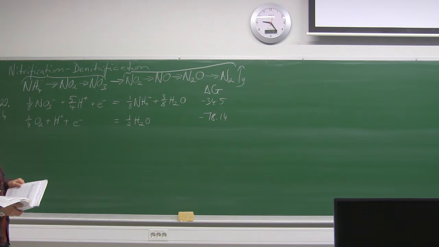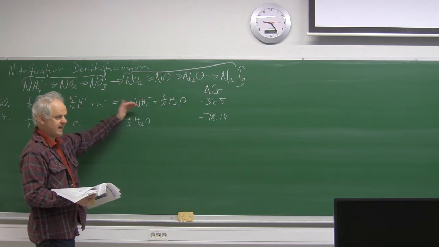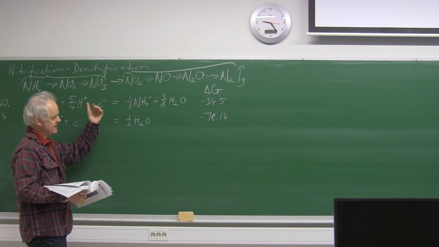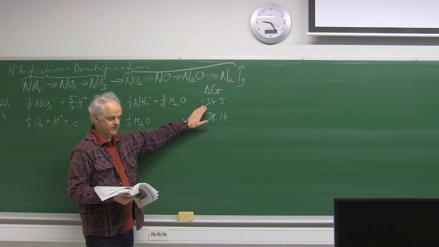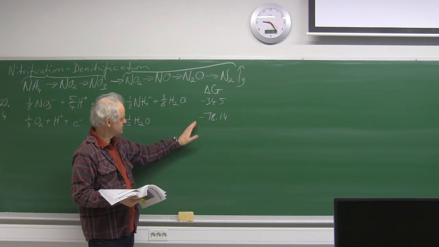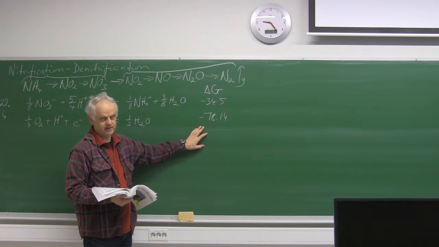The question is, is it negative? It is. But remember now, this one is going that way. Plus 34 minus. So that's actually plus 34.5, but still, the sum is negative. So yes, it will go.